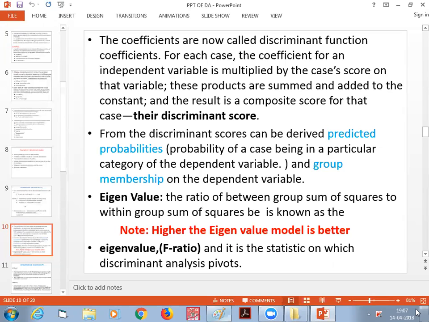So what is the purpose of using the eigenvalue? The higher the eigenvalue, the better the model. Suppose your eigenvalue is a higher value, that means your discriminant model, which is being used for classifying into one of the groups, is a very good model. We can trust that model. That is the meaning. So eigenvalue is nothing but equivalently the F ratio of the ANOVA table. Okay, that's what I said, you can go back to ANOVA and check what F is. And it's the statistic on which discriminant analysis pivots, whether it's significant or not.